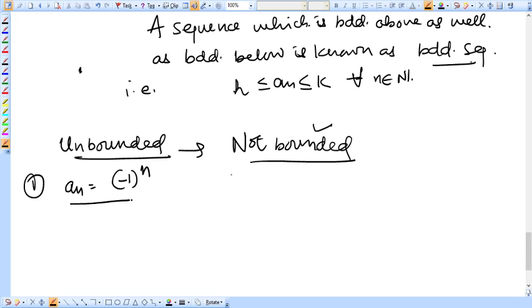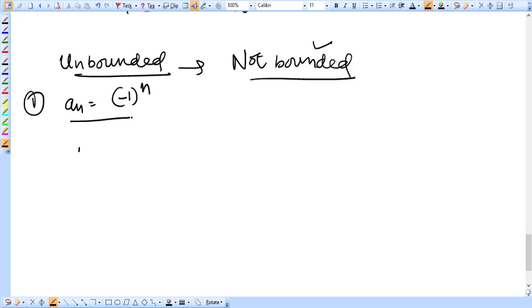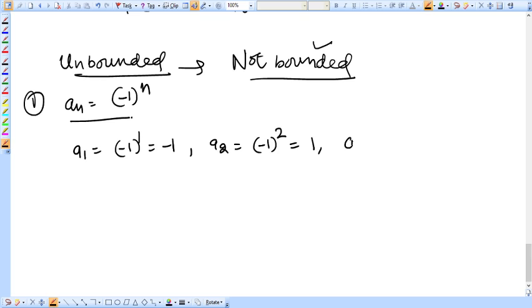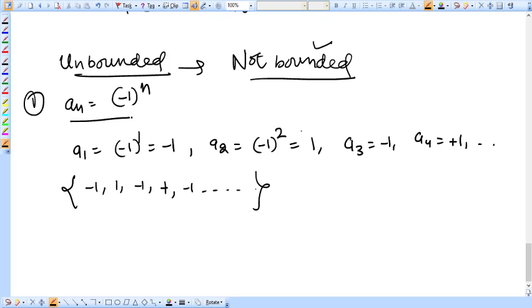So you see, what is a1 here? Obviously a1 would be (-1) power 1, which is equal to -1, and a2 is equal to (-1) raised to power 2, which is equal to 1, and a3 again is -1, and a4 is equal to +1, right, and so on. So the sequence is -1, 1, -1, 1, -1, and so on. We are just having two numbers here, 1 and -1.